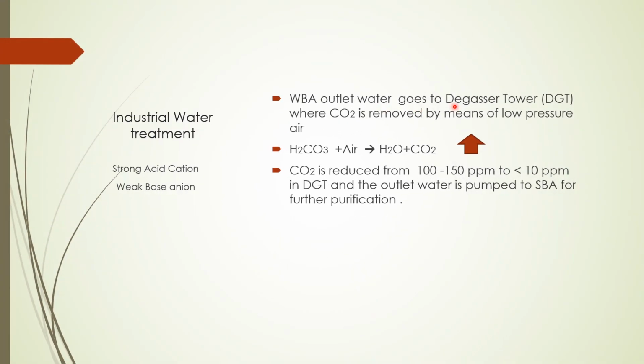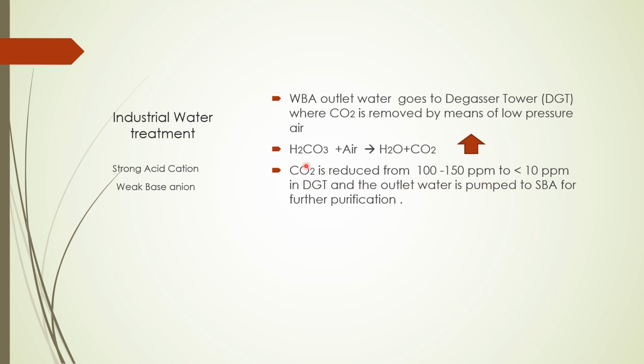The WBA outlet water comes to the degasser tower, DGT, where carbon dioxide is removed by means of low pressure air. A mild pressure air blower is used to remove the weak carbonic acid. When air is admitted from the bottom, water flows from the degasser tower top and CO2 is liberated. Normally, carbon dioxide is reduced from 100 to 150 ppm to less than 10 ppm. This carbon dioxide comes from sodium bicarbonate, calcium bicarbonate, and magnesium bicarbonate. Calcium and magnesium bicarbonate give temporary hardness, and sodium bicarbonate gives alkalinity.